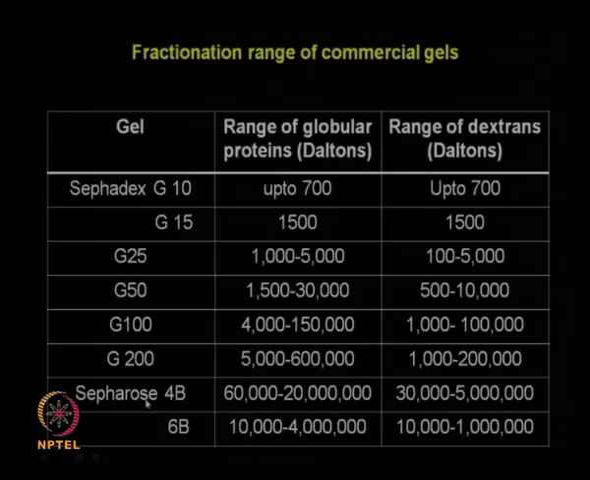If you take Sepharose, then it can go up to very high molecular weights, it can go even up to 20 million Daltons. Okay. And if you take Sepharose 6B, it can go up to 4 million Daltons. So you see, by selecting different types of Sephadex column, we can change the operating range as against the molecular weight. So depending upon the type of system which you are trying to study, the molecular weight, we can select different types of column.